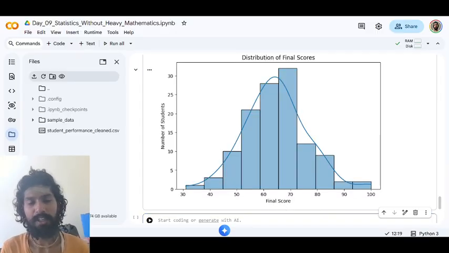The histogram shows how frequently different score ranges occur. The smooth line provides an approximate view of the distribution's shape. By using both a histogram and a box plot, we get a more complete understanding. The box plot summarizes center and spread. The histogram reveals the shape and concentration of values. This is an important data science habit. Do not depend on only one chart or one number. Use several complementary views.